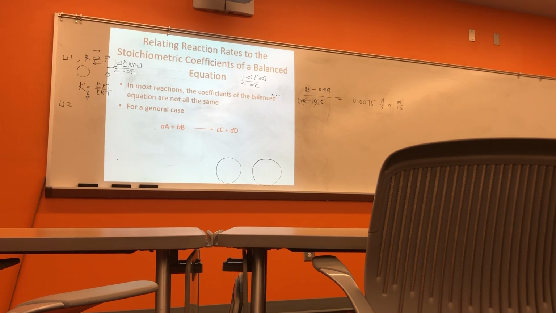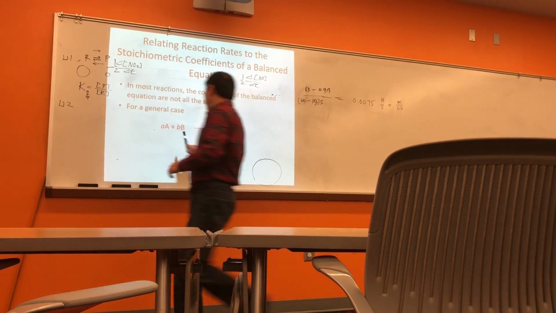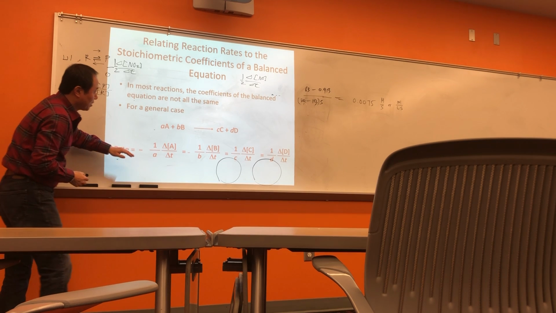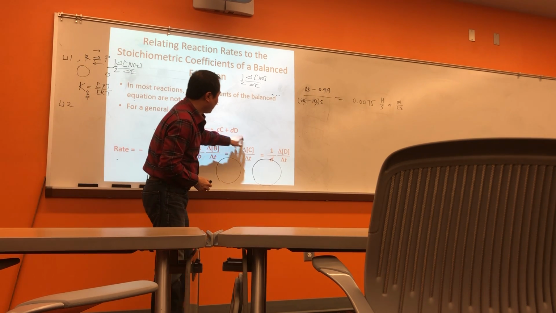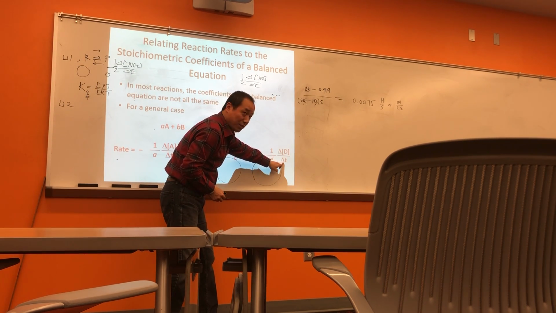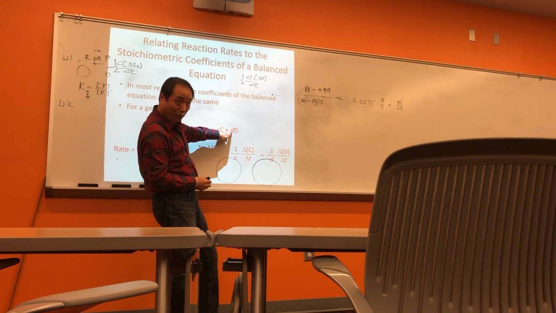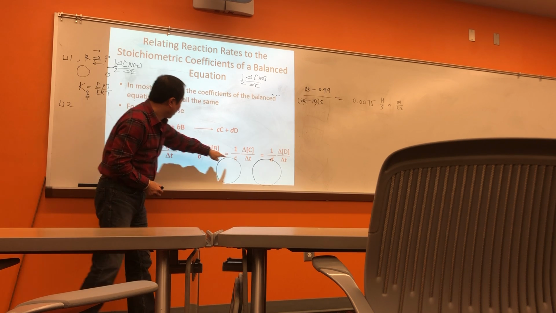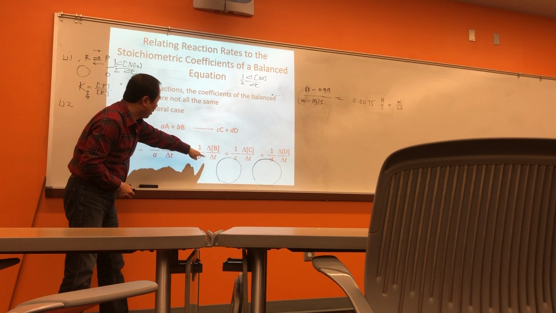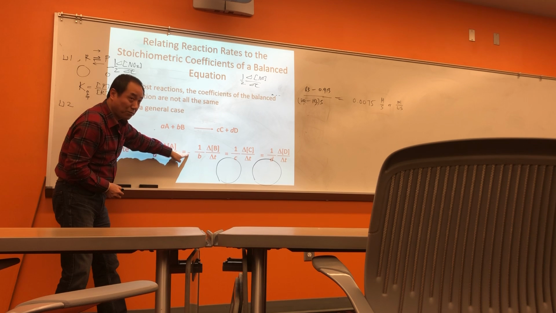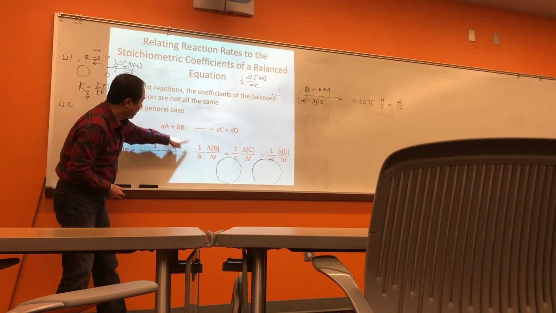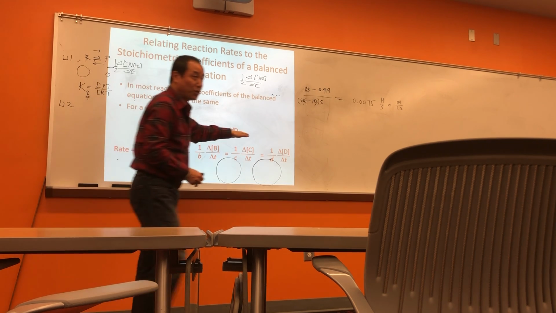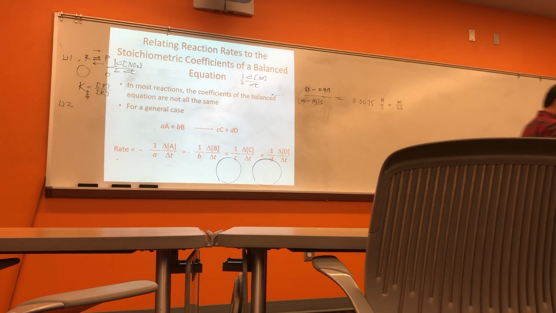So in general, this is a very arbitrary general reaction, and your reaction rate is, if you choose product D, delta D over delta T, divided by that coefficient. If you choose C, divided by that coefficient. If you choose a reactant, do that with the negative sign, because it's from the reactant side, divided by its coefficient. So any choice will be fine. You should get the same number. Okay?